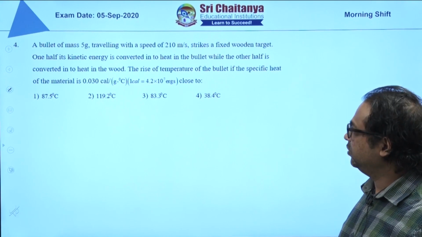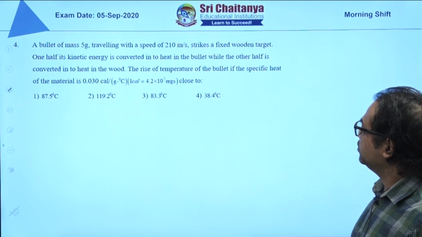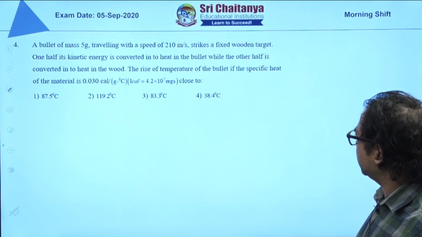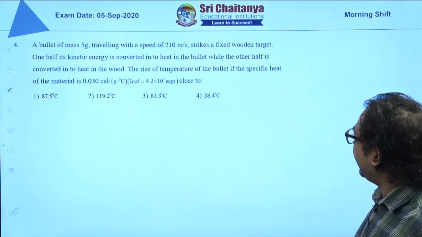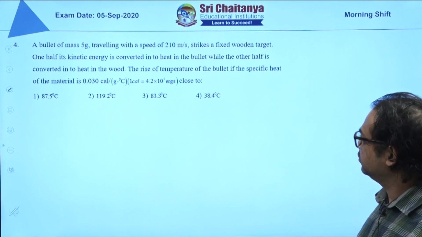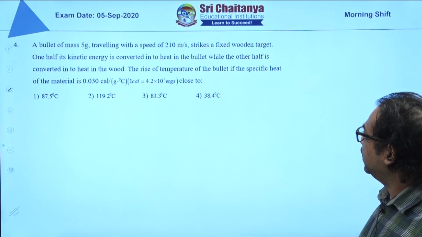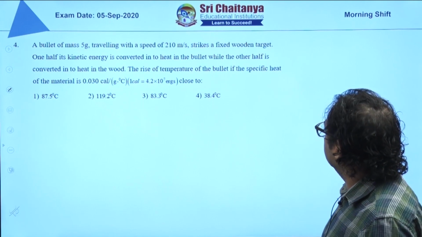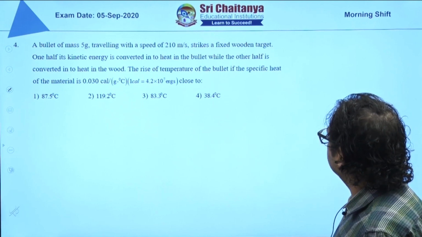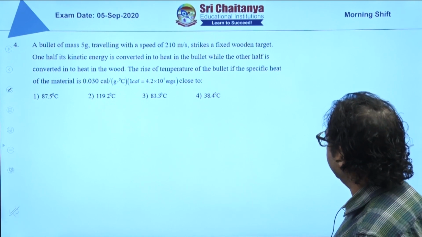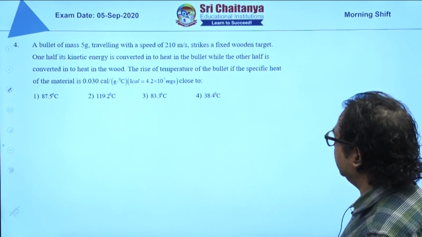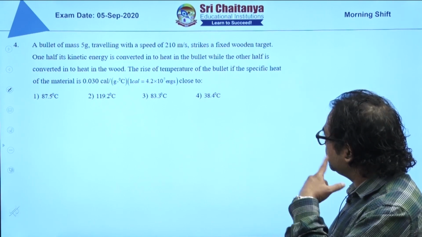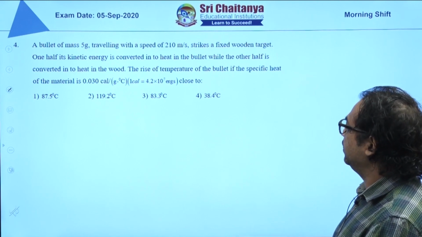Yes, let us go to question number 4. A bullet of mass 5 gram traveling with a speed of 210 meter per second strikes a fixed wooden target. One half of its kinetic energy is converted into heat. One half is converted into heat of the bullet, and the other half is converted into heat of the wood. We need the rise of temperature of the bullet if the specific heat of the material is given.